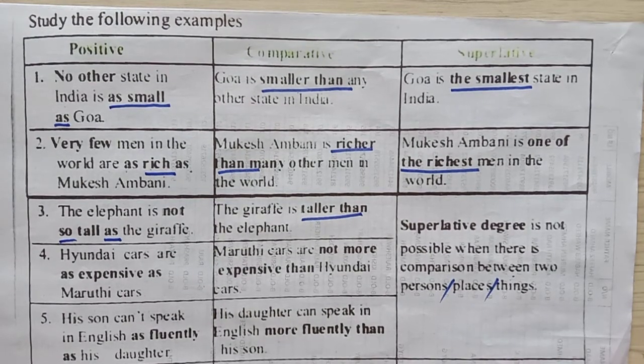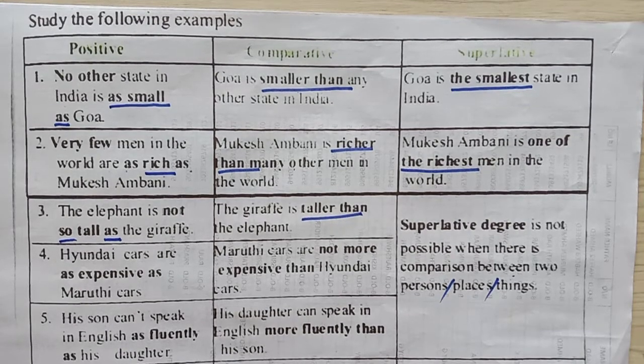Okay, now: his son can't speak in English as fluently as his daughter. So how many people are here in this? Son and daughter. Only two people are there, so we can't use the superlative form here. Now, his daughter can speak in English more fluently than his son.